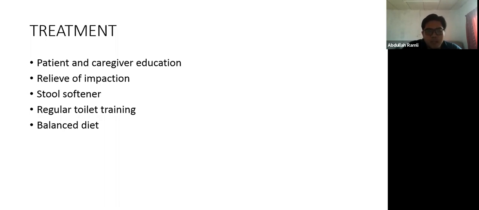Usually we can advise the parents to have regular toilet training, for example, postprandial toilet sitting, in which the child develops their own habit of evacuating their bowels. And last but not least, a balanced diet, in which the child gets all the necessary nutrition, including adequate fiber, protein, carbohydrates, and adequate fluid. So these are the general treatments that we can give for a patient with functional constipation.